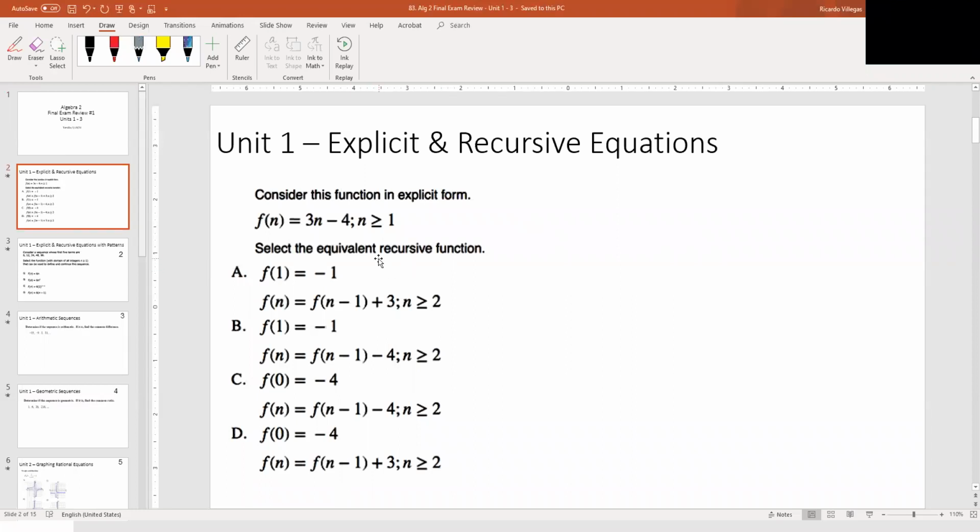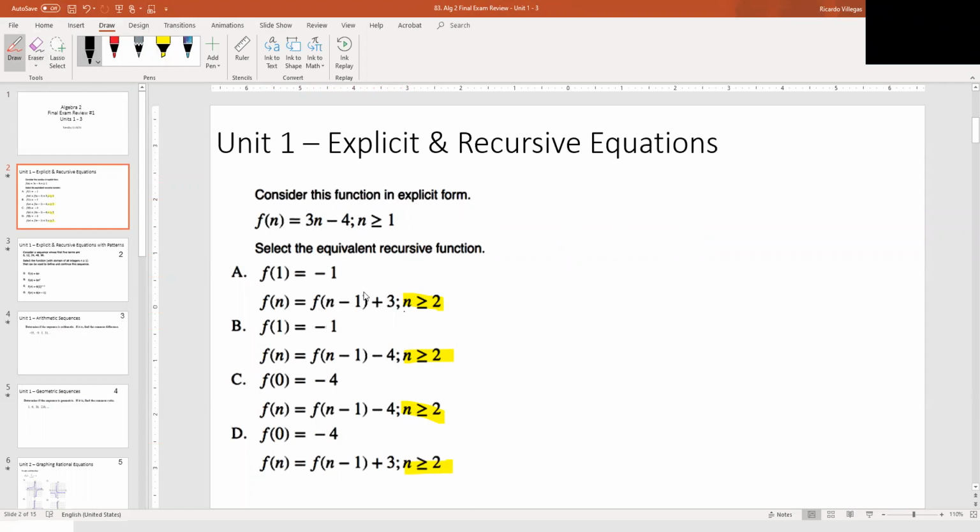All right, so the first question considers this function in explicit form. Select the equivalent recursive form. So this was from unit 1. In order to do this, we first need to see what the restrictions are. This function has a restriction where n has to be greater than or equal to 1, and all of our recursive functions have the restriction that n has to be greater than or equal to 2. So we're going to follow these restrictions here.